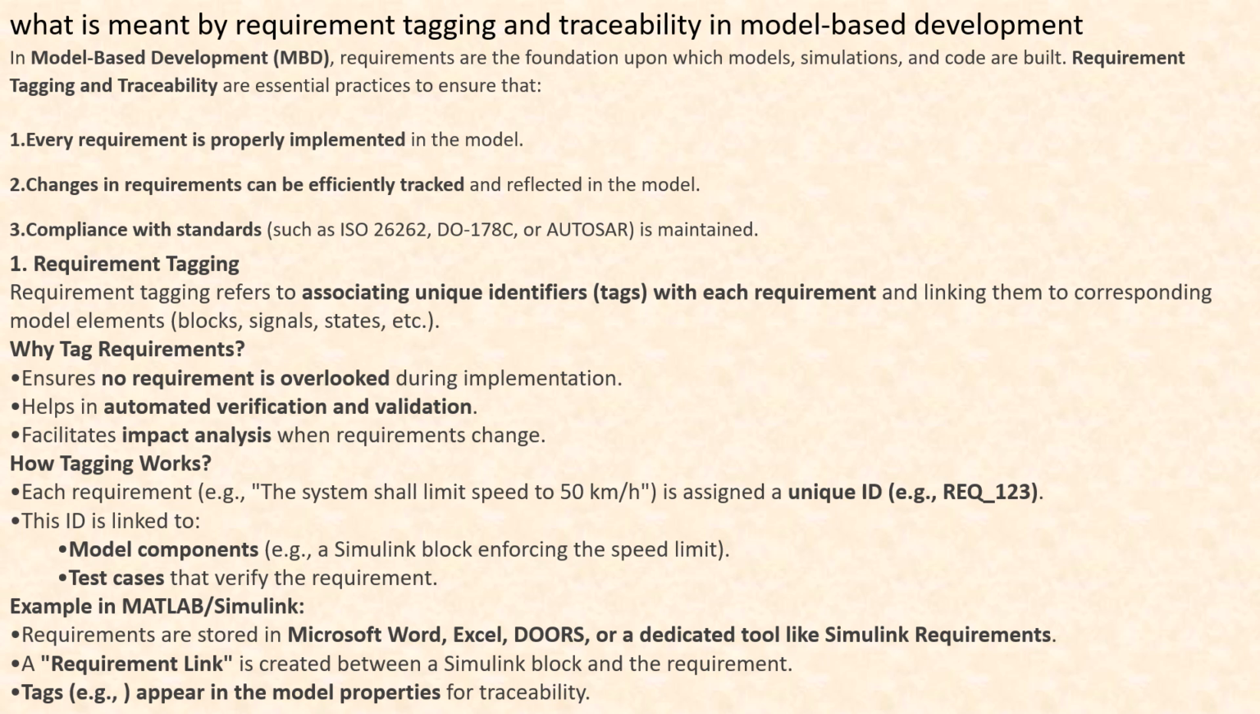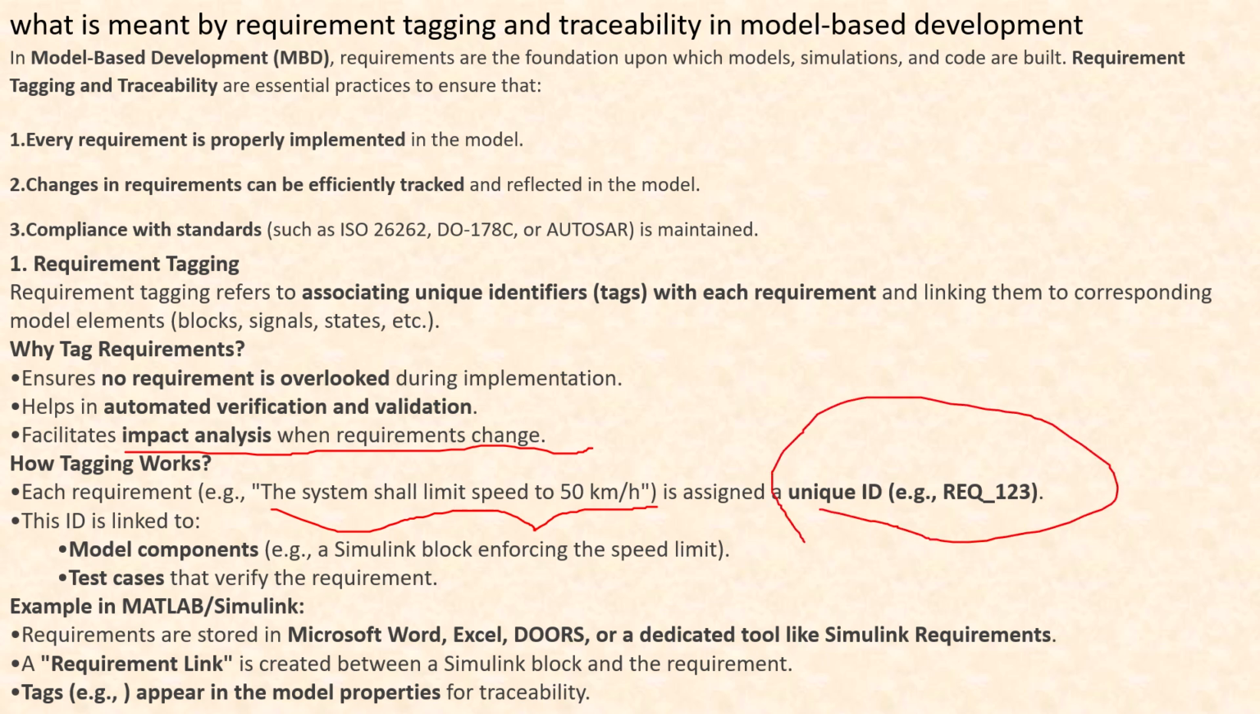It also helps in automated verification and validation. It facilitates impact analysis when requirements change, which is extremely important. Now, how does this tagging work? Let's further elaborate. Each requirement, for example, a simple requirement, system speed limit is 50 kilometers per hour, is assigned a unique ID, requirement 123. And this ID is linked to the test cases and the model components.